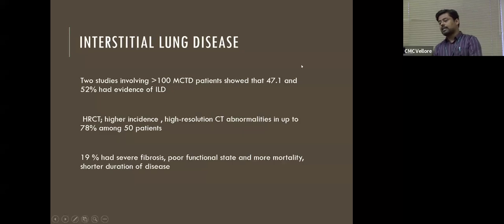Now ILD, the interstitial lung disease: around half of the patients with MCTD will have significant ILD. But if you go by HRCT, almost 80% of them will have it, similar to systemic sclerosis. In systemic sclerosis, if you do a CT for everyone, you will find 90% of your patients have some form of ILD. They may be early, they may not be symptomatic, but around 45 to 50% have symptomatic, active ILD. Almost 20% of these patients will have severe fibrosis, poor functional status and mortality, with a very short duration of illness, like a rapidly progressing ILD.